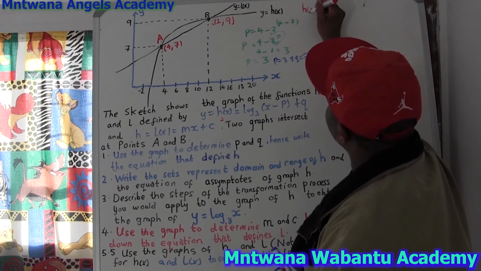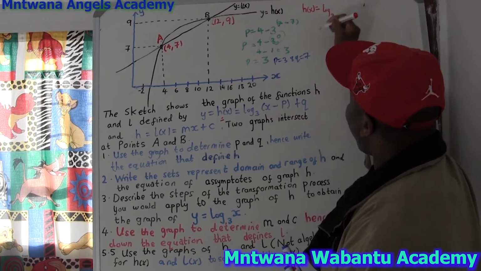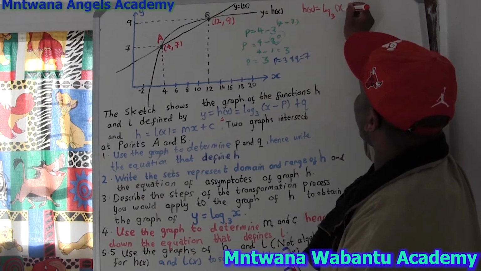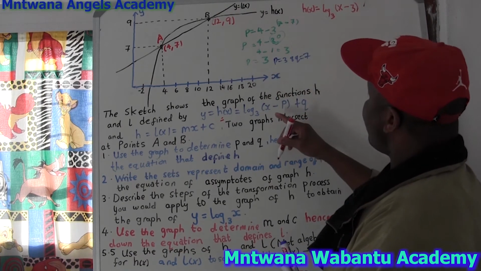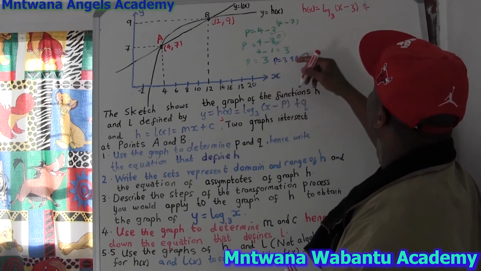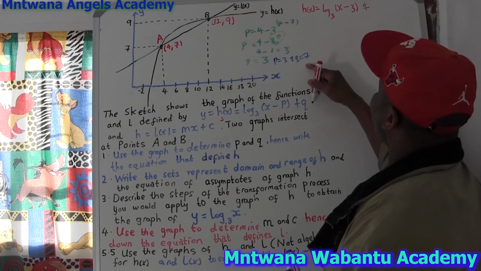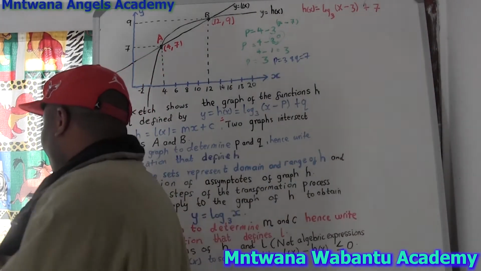H of x now is going to become log base 3. What is our x? X is just x minus p. What is our p? P equal to 3. Then plus q. What is q? Q equal to 7. Yeah, q equal to 7. So now we have the equation of h.